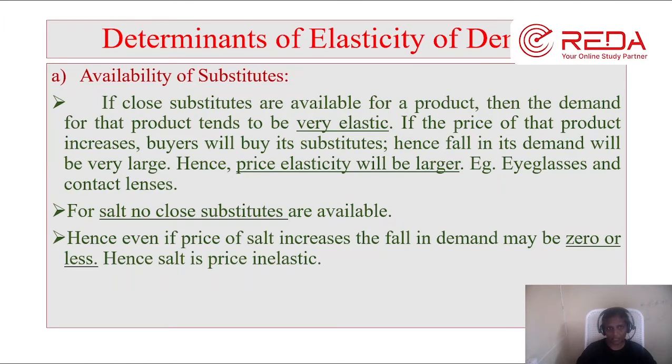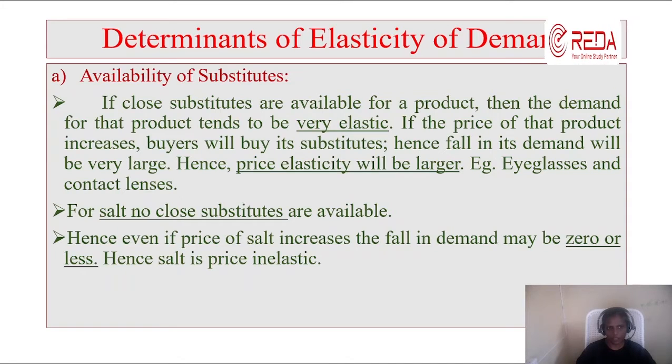So it is not the determinants, it is nothing but the factors, okay? Or we can say what are the reasons for the elasticity of demand. Here there are a few determinants which we need to know. With some examples I will explain in detail what determines the elasticity of demand. So the first one is availability of substitutes.